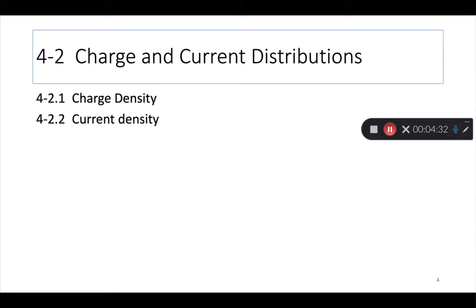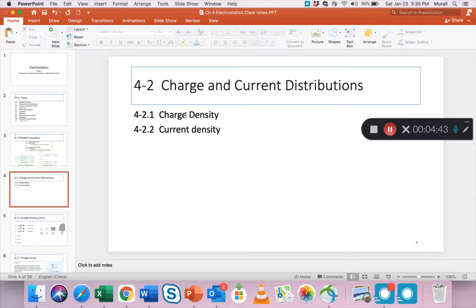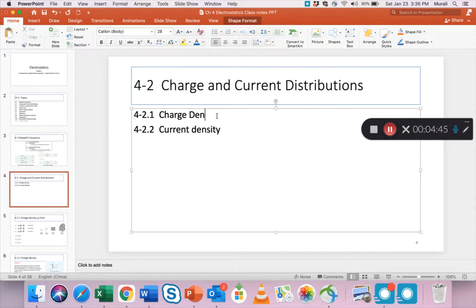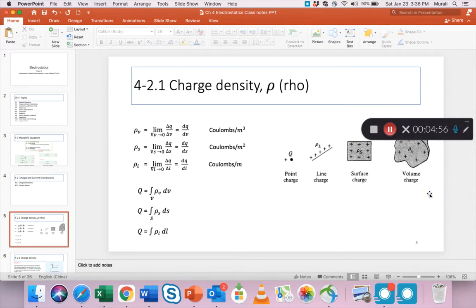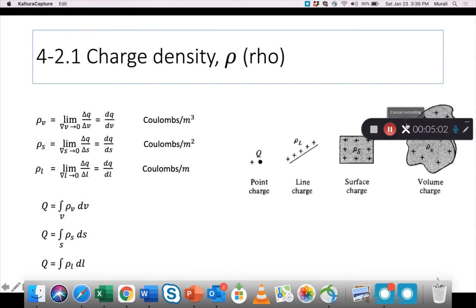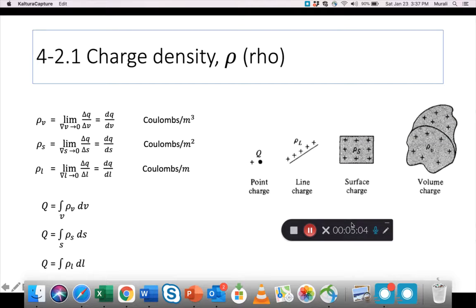Okay, so next topic is charge and current distributions. So there's a section called charge density, or actually this should be distribution, I'm sorry. And similarly the other one, and I will change that before I post this document. But so what is charge density? So here are some definitions, and here are some pictures, and again this is not from our textbook.